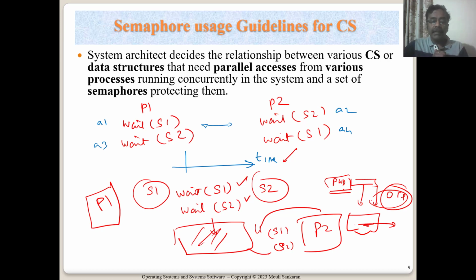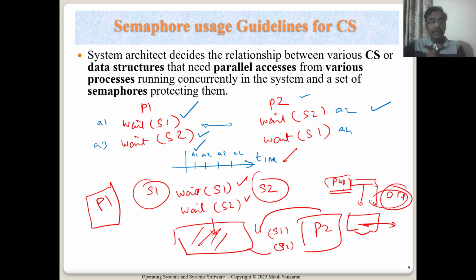Now what will happen is A1 is happening, then A2, A3, A4. Let me write it as A1, A2, A3, A4. In this sequence, if it happens, what would happen? At A1, P1 has acquired the semaphore S1, because I assume that it is not owned by anybody. Then at A2, this executes and it acquires S2. Now at A3, what will happen? It is waiting for S2 to be available, which is owned by P2.